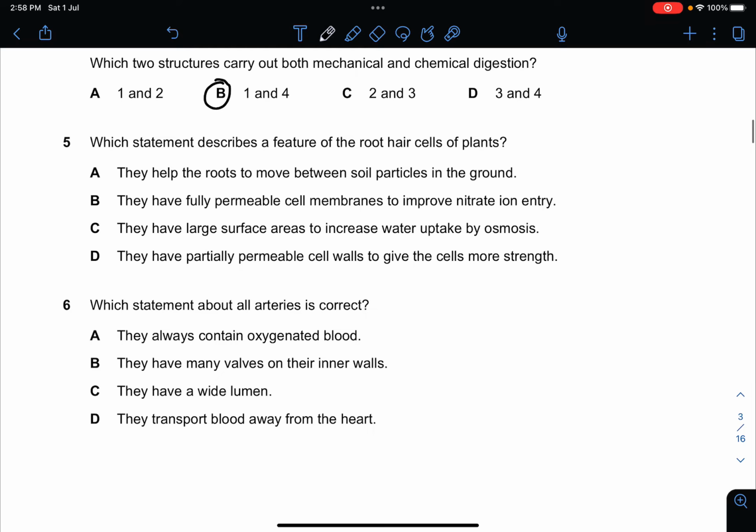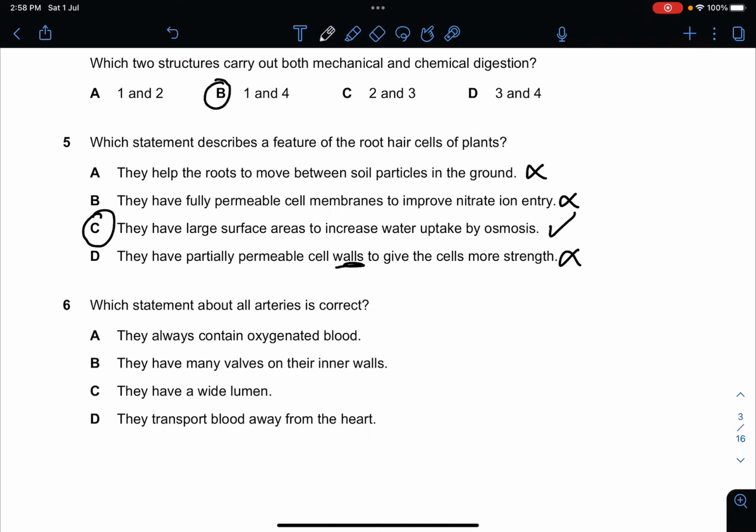So the answer is B. Okay, question 5. Which statement describes a feature of the root hair cells of plants? So what's the feature of it? Okay, it cannot be A. They have partially, not fully permeable. This is correct. They have partially permeable cell walls. No, it should be membrane. So this is wrong. The answer is C. They have a large surface area to increase water uptake by osmosis.